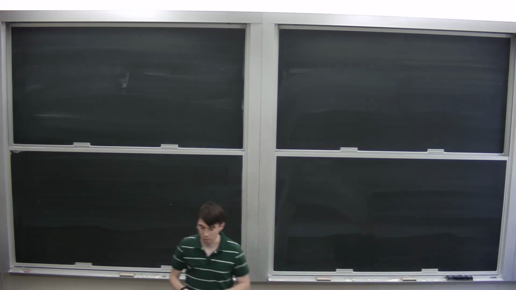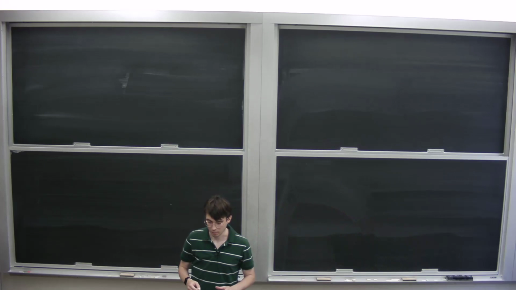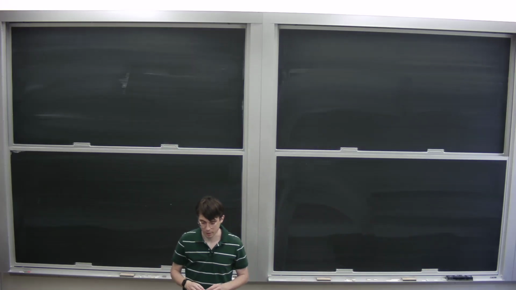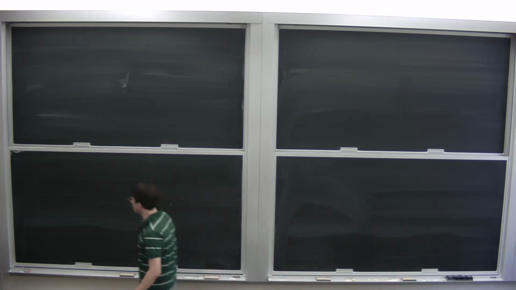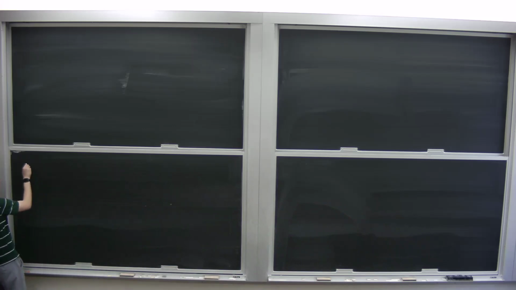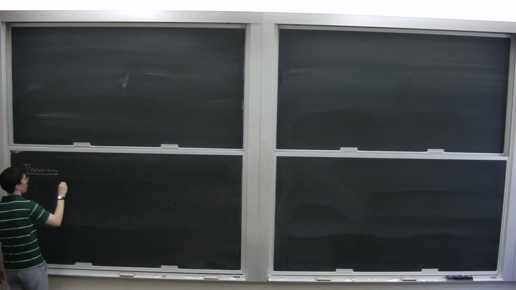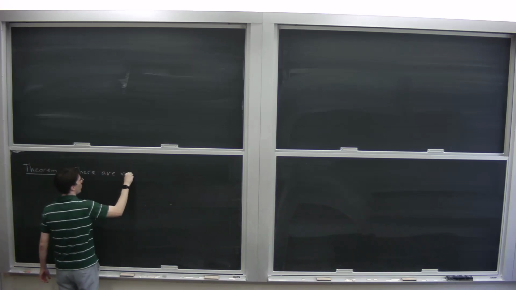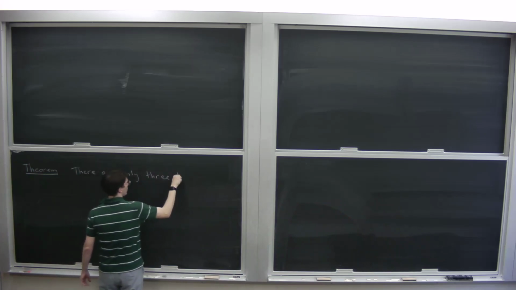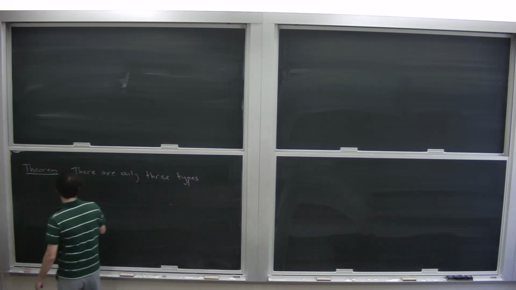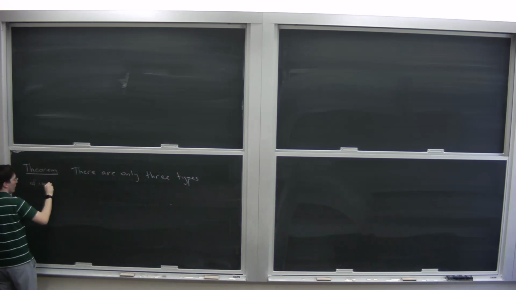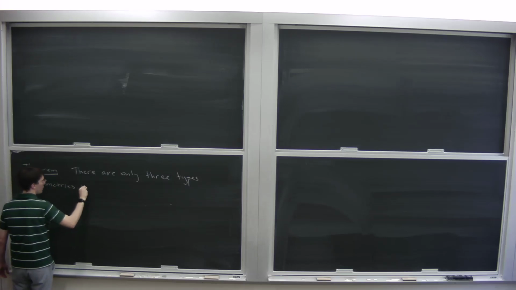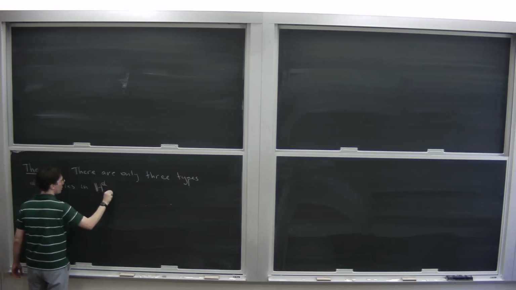Yeah, okay. So today we are going to discuss isometries of hyperbolic spaces, and then we will start discrete groups of isometries. Let me remind that last time we proved the theorem from the previous lecture that there are only three types of isometries in the hyperbolic space HD.